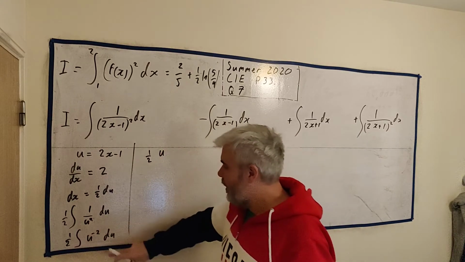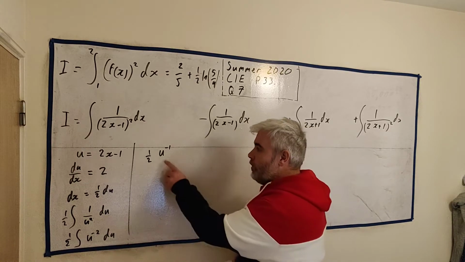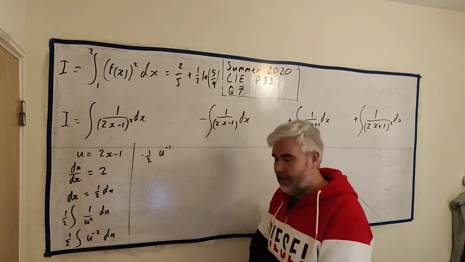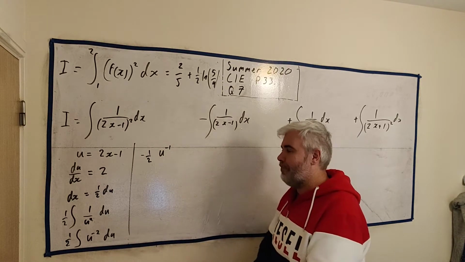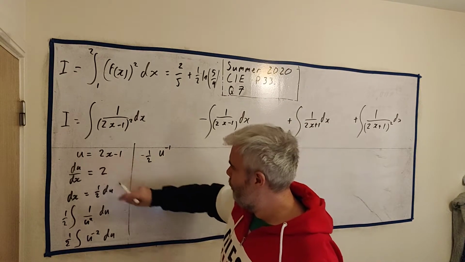Didn't move anywhere. The integral of this is u. We add 1 to this, we get minus 1. Then we divide this number by minus 1. Well, dividing is the same as multiplying. Dividing by minus 1 is the same as multiplying by minus 1. And, well, that's it. Let's just replace u back again.